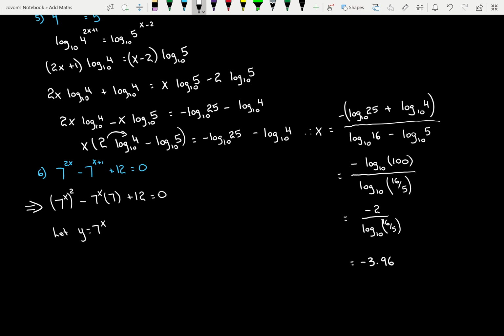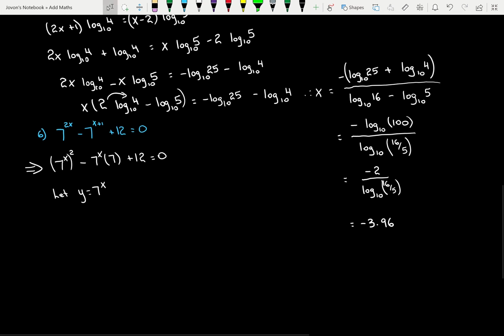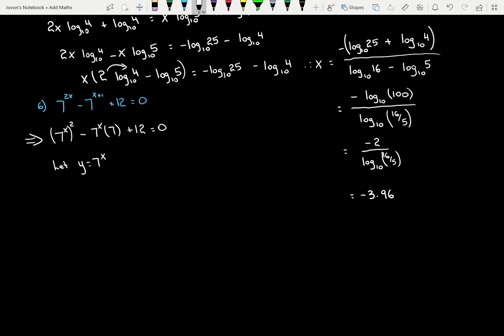We cannot say let x be equal to 7 to the power of x because we already have x in the equation. So we say let y. What we'll get is y squared minus 7y plus 12 is equal to 0. Now if we factorize this, we get (y minus 4)(y minus 3) is equal to 0. Therefore, we get y is equal to 3 and y is equal to 4.